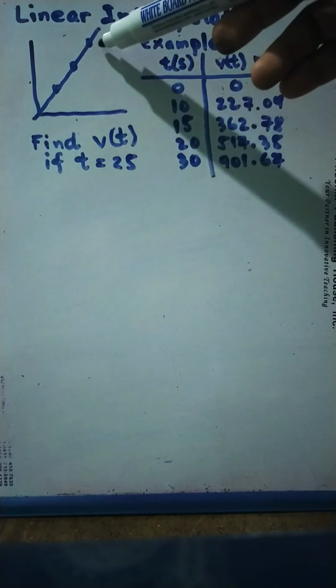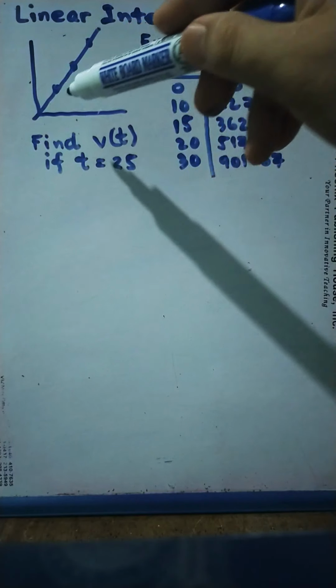For example, in this one, we have our x coordinate and y coordinate. We have here 3 points, and for these 3 points we have a line that passes through them. This line is called the interpolant. Based on this graph, this line, we call this linear interpolation.